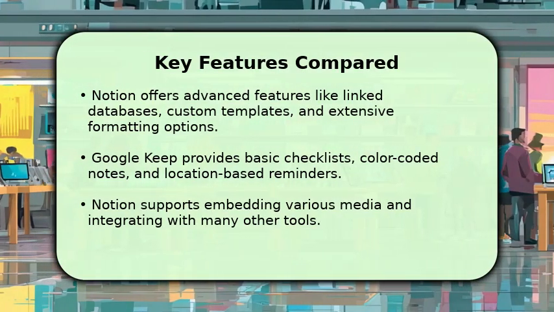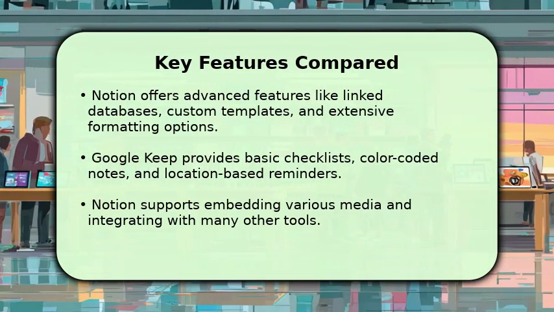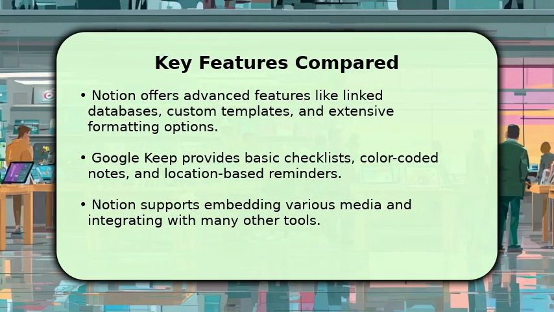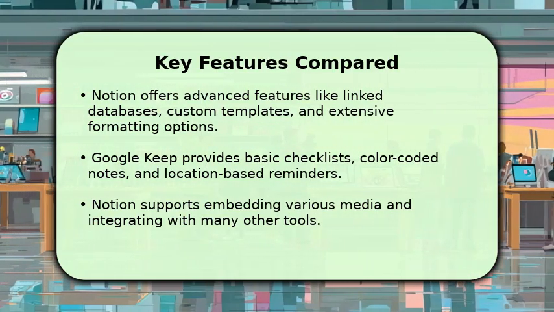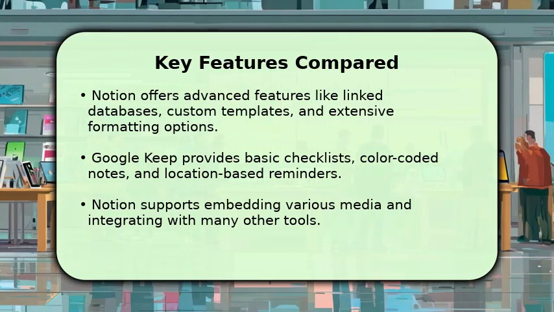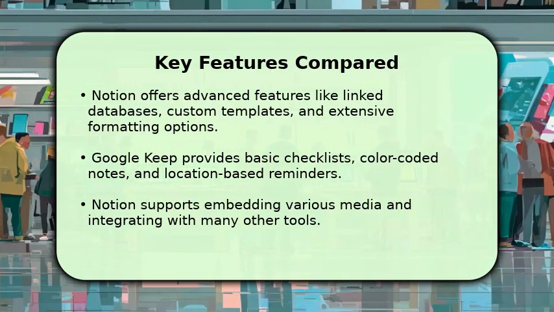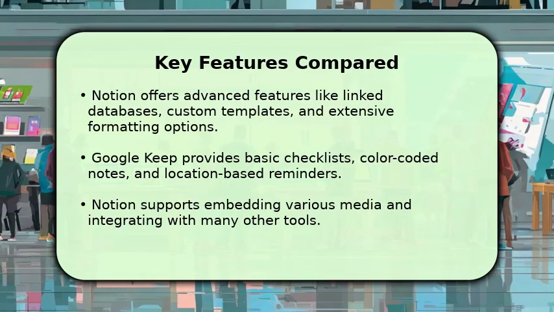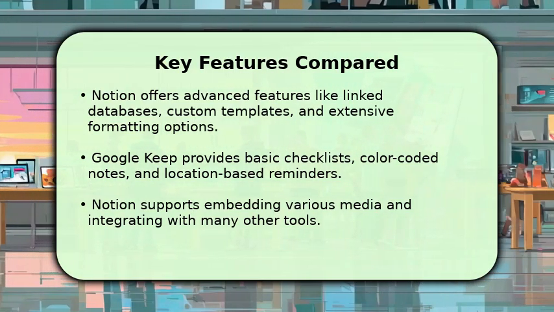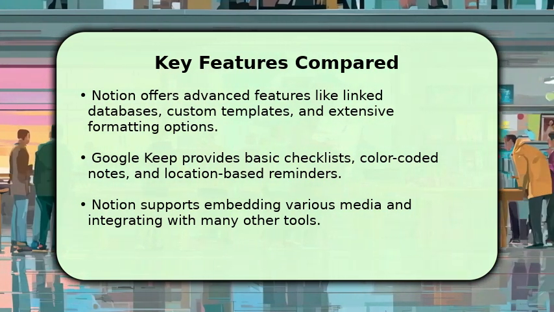Notion boasts advanced features like linked databases, custom templates, and extensive formatting, allowing for highly structured information. It supports embedding dozens of media types and integrates with many external services. Google Keep, however, focuses on simplicity, providing basic checklists, color-coded notes, and location-based reminders. Its strength lies in seamless integration with other Google services, making it incredibly convenient for quick captures and simple organization without a steep learning curve.